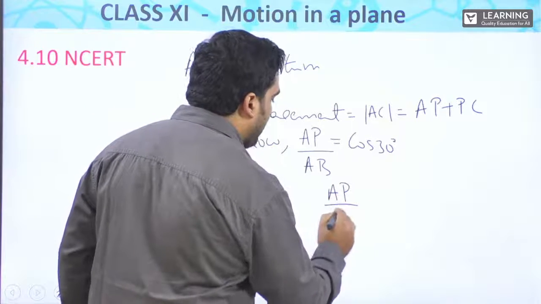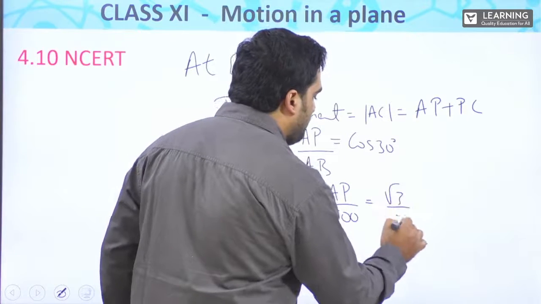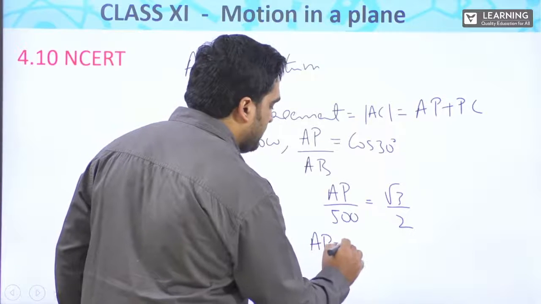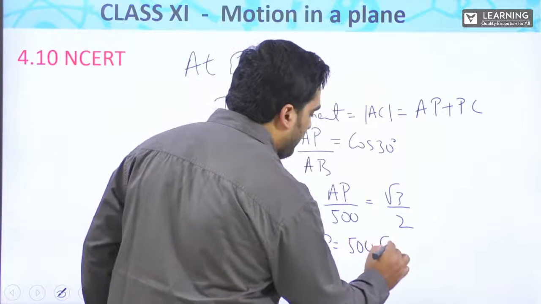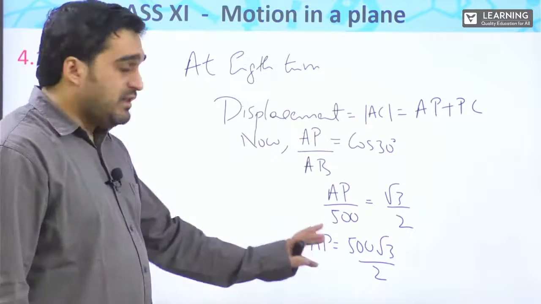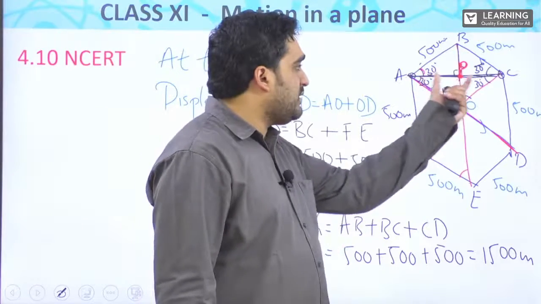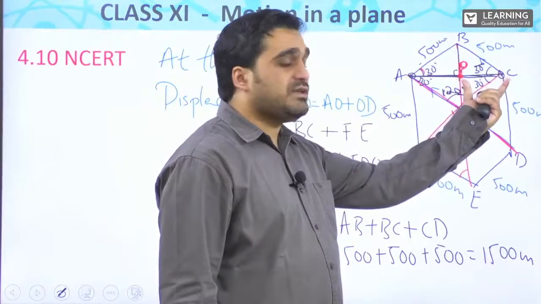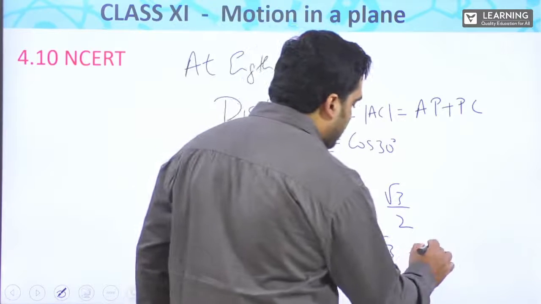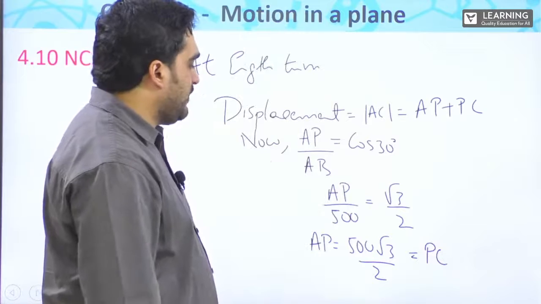AP by AB length is 500 root 3 by 2. Transpose to the other side, and AP equals 500 root 3 by 2. I am not going to divide at the moment. The reason why is because AP length, you will see, is the same length as PC. So AP length is equal to PC length.